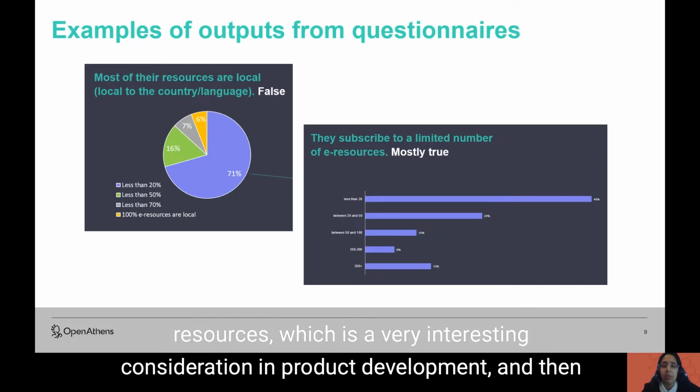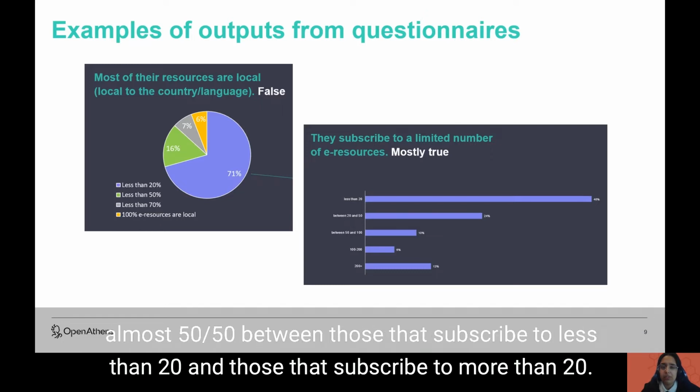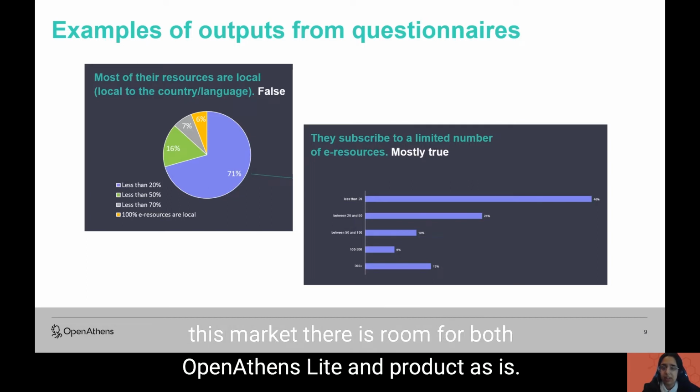And then our assumption was they'd subscribe to a limited number of e-resources, when in fact the split was almost 50-50 between those that subscribe to less than 20 and those that subscribe to more than 20. Obviously, that provides very useful insight to us, because it suggests that perhaps in this market there is room for both OpenAthens Lite and our product as is.